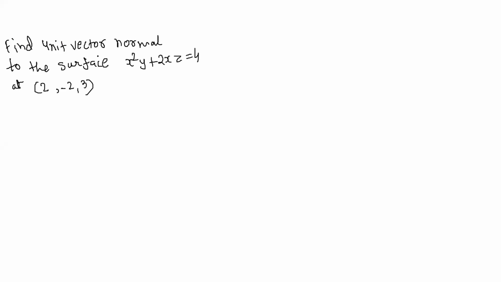Now understand this word. When I say find the vector normal to the surface, that means nabla phi. So nabla phi can be asked in three different ways: find nabla phi, find gradient phi, or find the vector normal to the surface. But here the question is to find the unit vector normal to the surface.